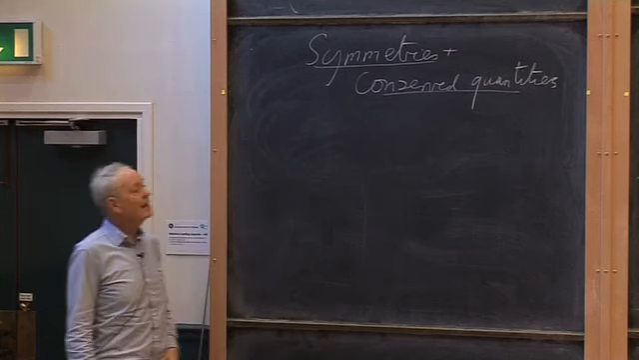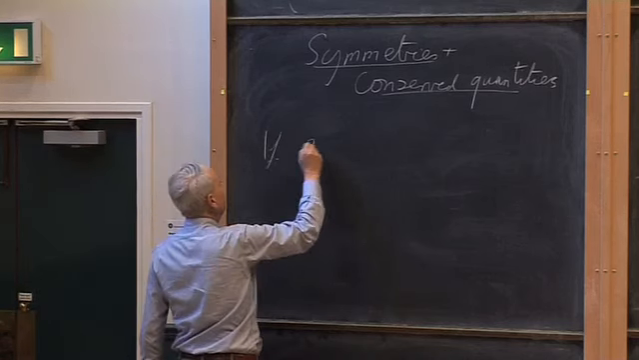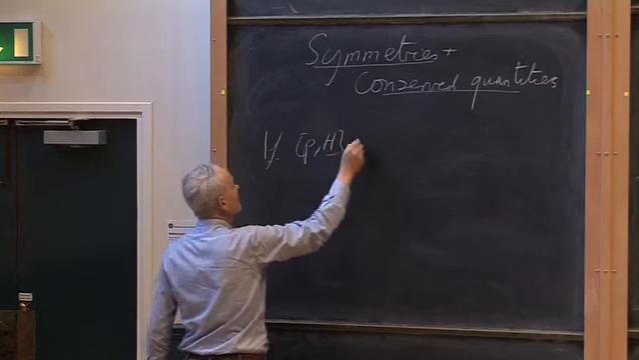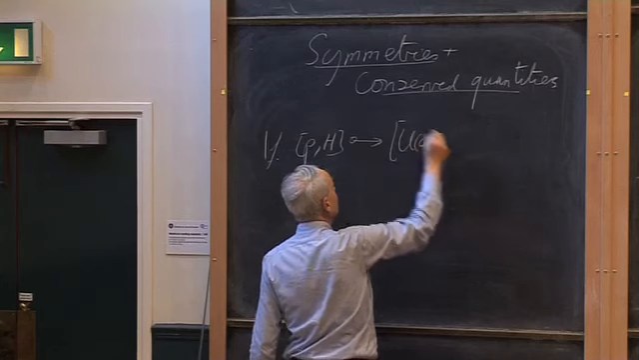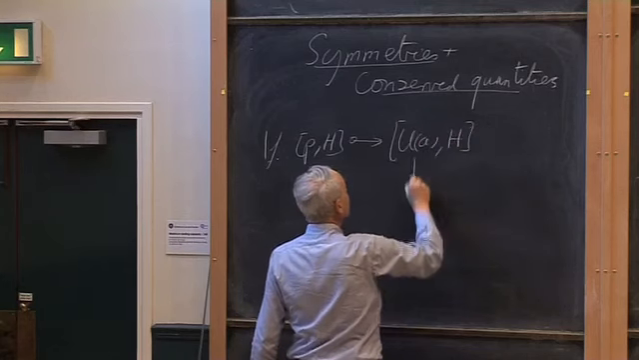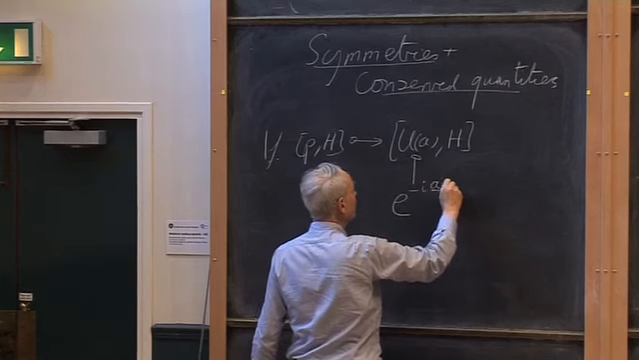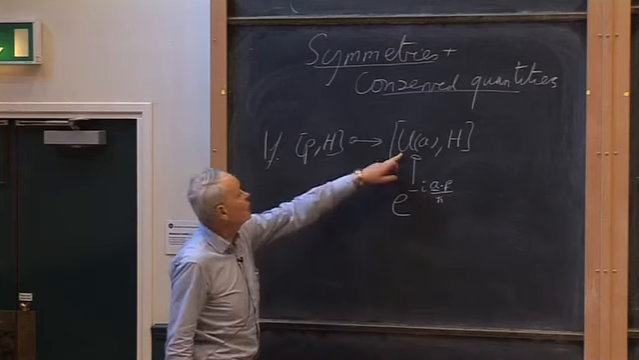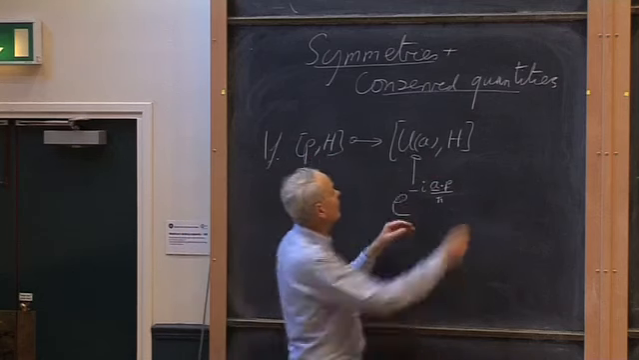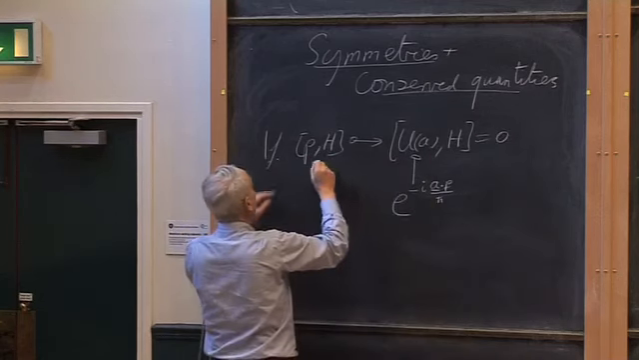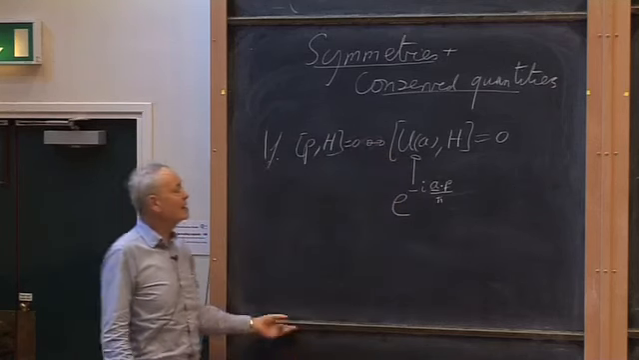So what's the connection? Let's say P commutes with H. What does that mean? That very easily implies that U of a, the translation operator, is going to commute with H, because this operator, e to the minus i a dot P upon h bar, is a function of P, and if H commutes with P, it commutes with any function of P. So if this equals naught, then this equals naught.